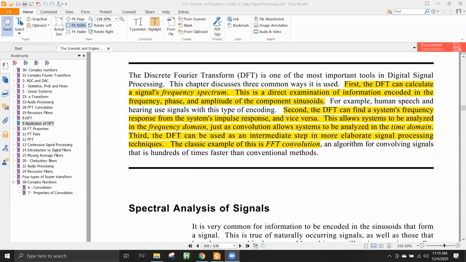Okay, then the third point. So this is the second thing, that it allows you to use the frequency response from now on instead of the impulse response, which we used in the time domain.